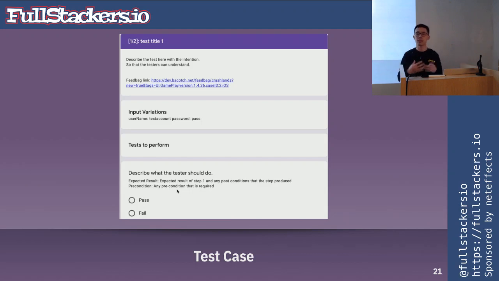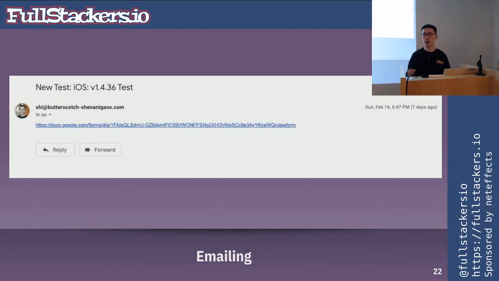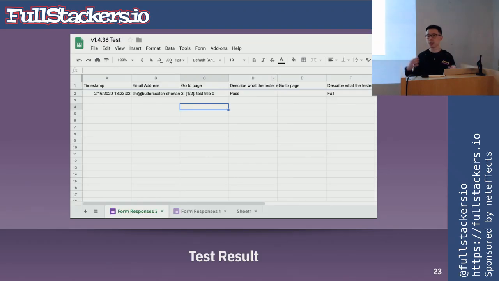Oh, did this test case pass? And I can add a text box there too if they want to give a more detailed description of what happened while they're performing the test. And then create those and I get the URL of the forms and just email them out to the testers. They perform the test, submit the results, and then the data is aggregated in the spreadsheet, right?